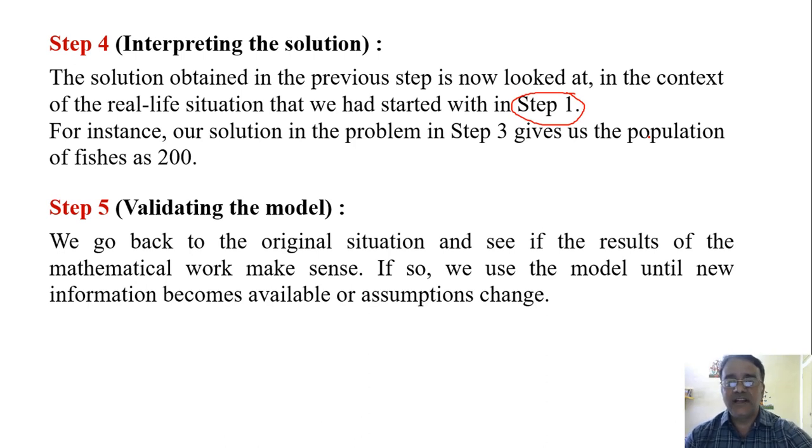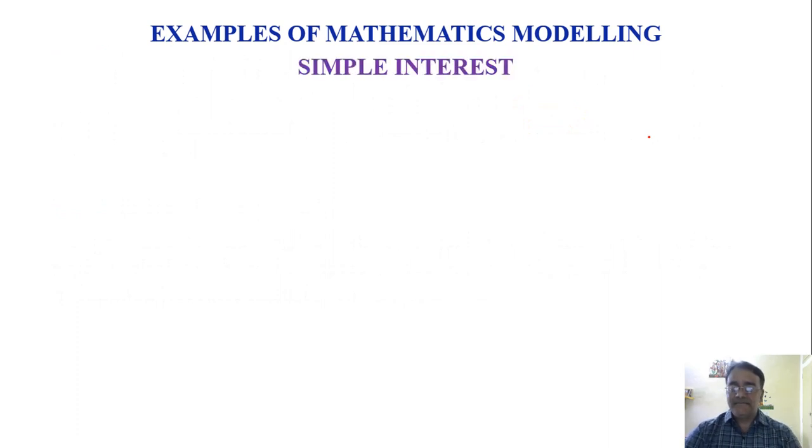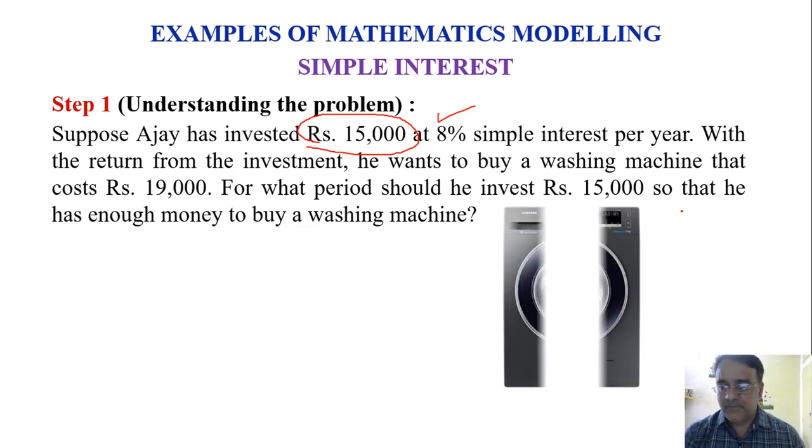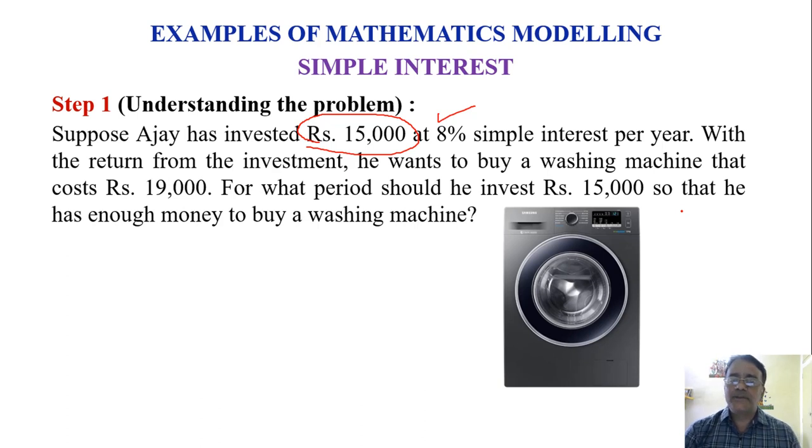sense. Now we'll move towards the second example, simple interest. It's a very small topic, and I'm going to take one problem, and the first step is understanding the problem. We'll understand what we have to do and what is given. Suppose Ajay has invested rupees 15,000 at 8% simple interest per year. With the return from the investment, he wants to buy a washing machine that costs rupees 19,000. For what period should he invest rupees 15,000 so that he has enough money to buy a washing machine?